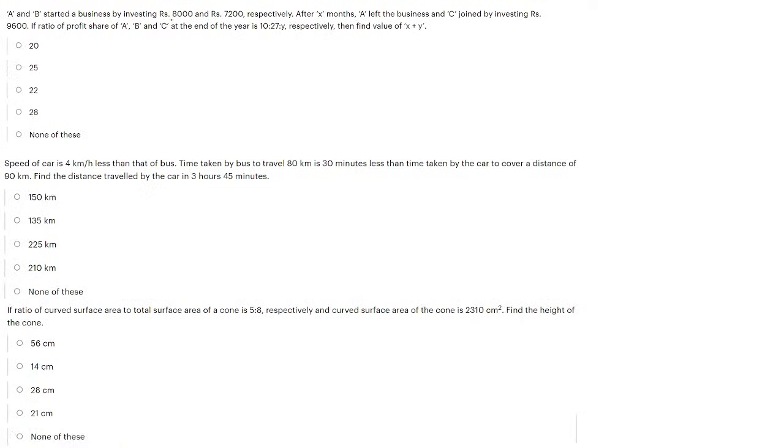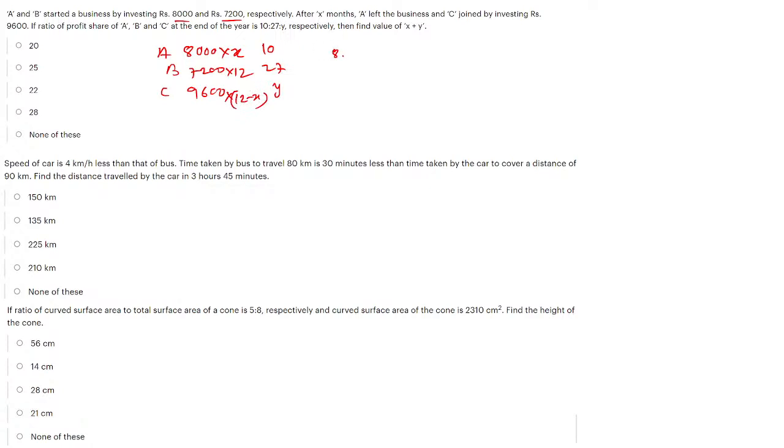A and B started a business by investing 8,000 and 72,000, and after X months A left the business, C joined the business. Okay, so investment of A is 8,000, B is 72,000, C is 9,600. Now the profit ratio after the end of the year is this. Now after X months A left the business, so this is multiplied by X. B works for all the 12 months, and C joined after X months, that is 12 minus X.